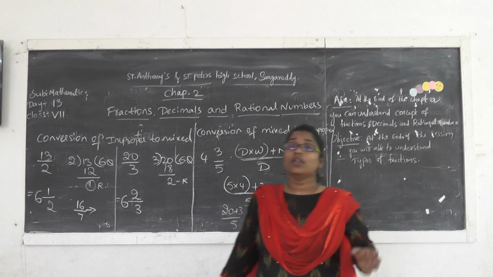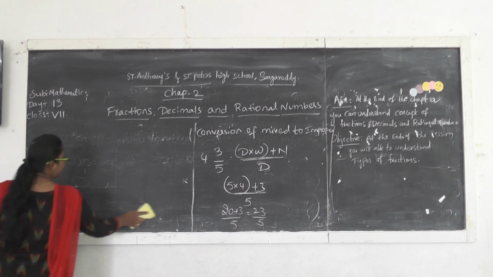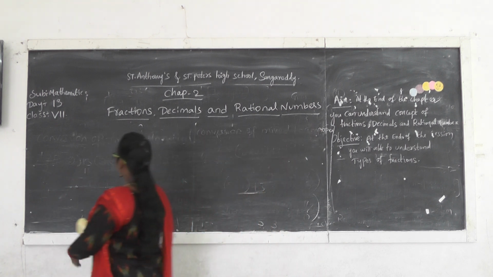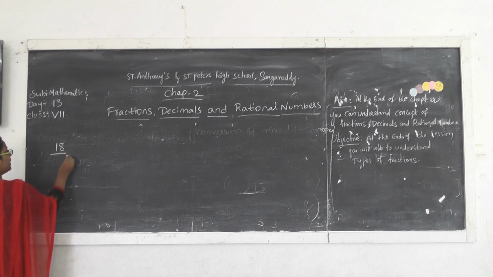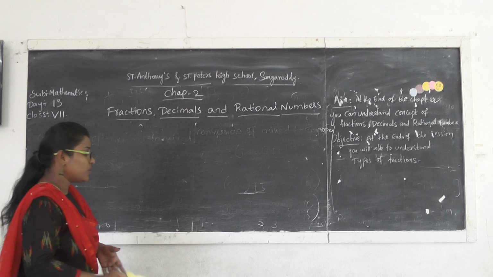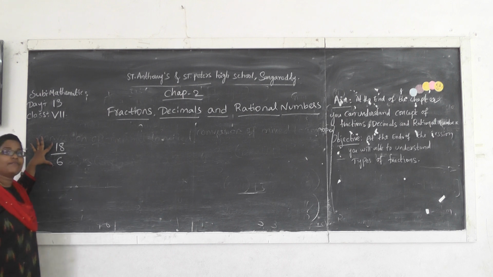Next, about the simplest form. How to convert a fraction into its simplest form. For example, let me take 18 by 6. Observe here, 18 by 6. It is a fraction. Which fraction is it? It is an improper fraction because the numerator is greater than the denominator. Isn't it? Now observe both numerical values and find whether there is any common factor.